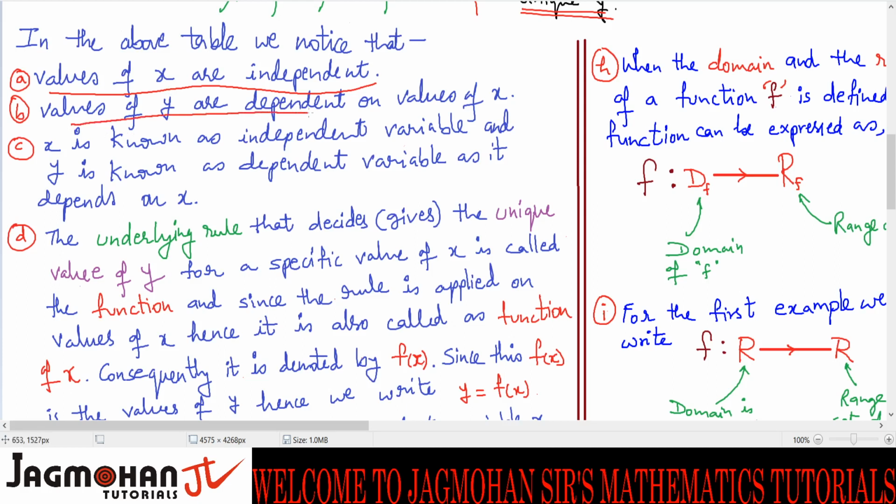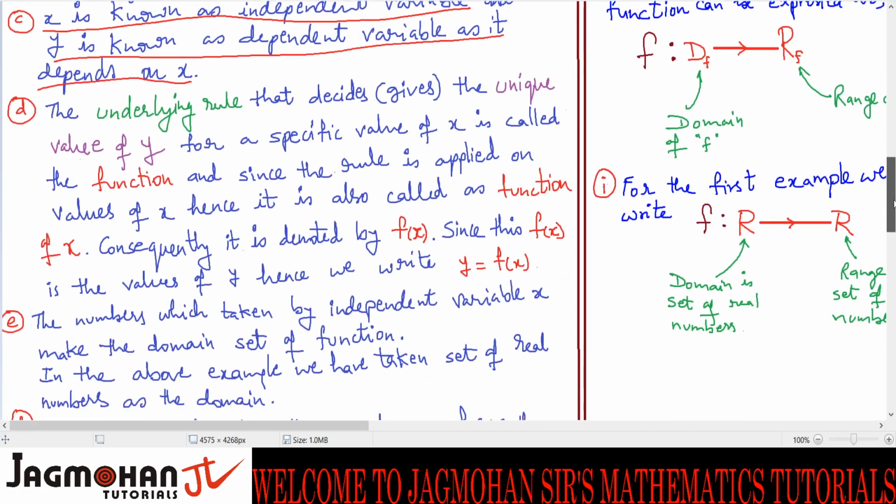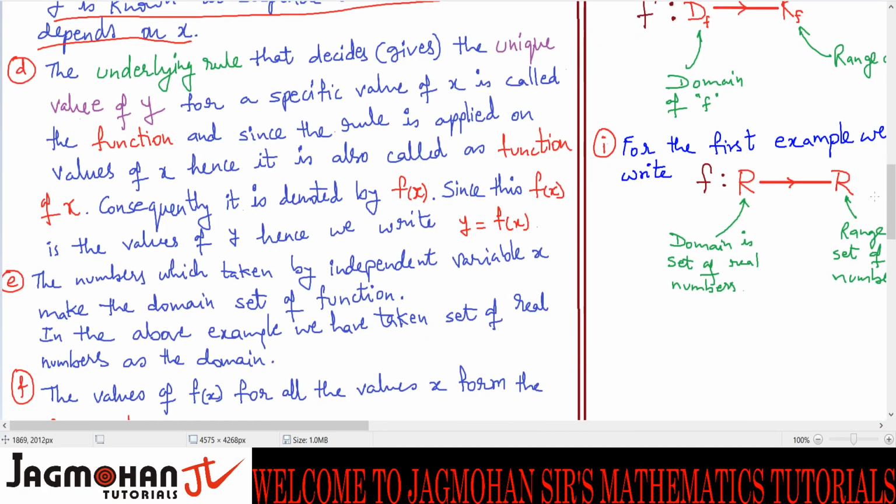Values of y are dependent on values of x, and values of y are depending on values of x. That is very much clear. x is known as the independent variable and y is known as the dependent variable as it depends on x. I hope you are all understanding this. Students, you have to make note of each and every point which I have written, and if you have any doubt, you can always comment and ask me the doubts.